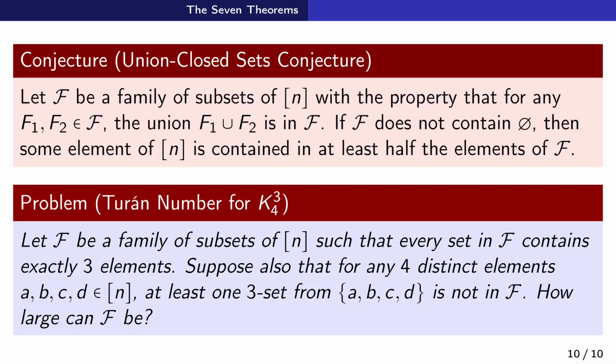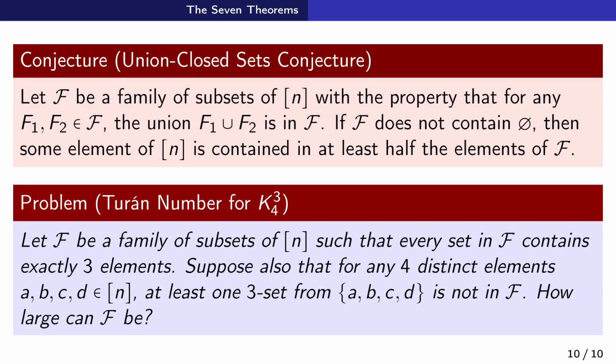The first one is another very famous one: the union closed sets conjecture. If you have a family of subsets of the integers 1 through n, and they have a really nice property, that anytime you take 2 of these subsets, their union is also in your family, and let's suppose, to make this not trivial, that the empty set is not contained in this family, then the union closed sets conjecture says that some element should actually be contained in at least half of the sets in the family.